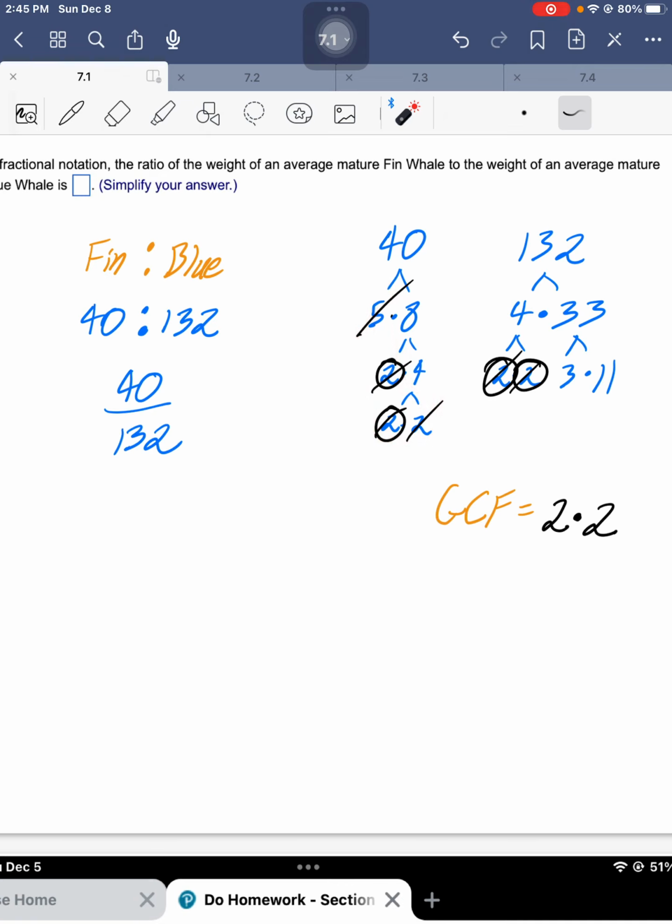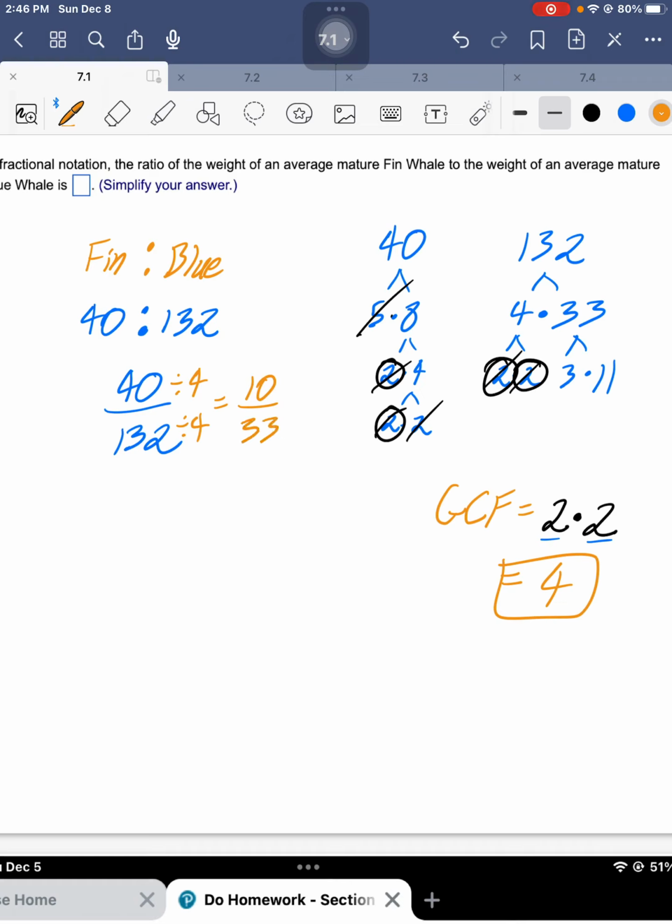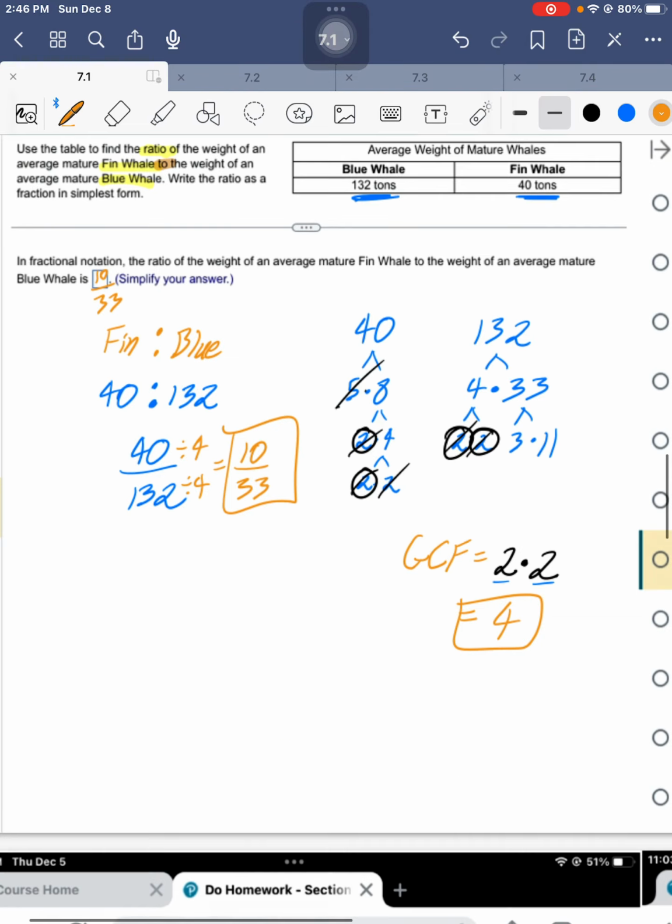Now there are no more prime factors over here. So that means we're done. Is there a 3 here? Yeah, but there's none here. So this gets canceled out. Is there an 11 here? Yeah, but is there an 11 there? No, so this gets canceled out. So our greatest common factor is the product of all our common factors. What are our common factors? 2 and 2. So what's 2 times 2? 4. So now I only have to divide this by 4, divide this by 4. So my answer will be 10 over 33. Okay? And that's my final answer. So 10 over 33.